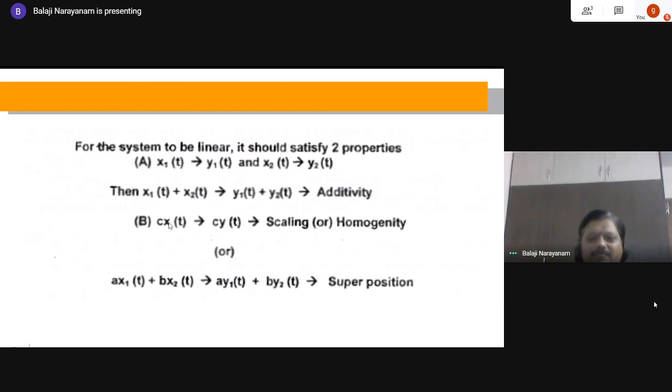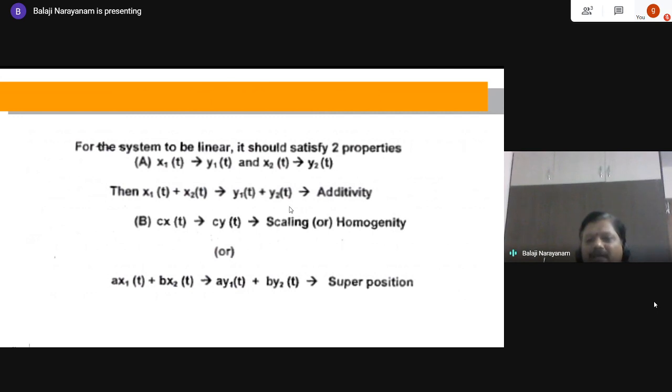Now, you take the input signal x of t, multiply it with a scaling factor or a constant, and apply that scaled signal as an input to the system. You may observe that here you get c y of t as the output signal. Now, if you combine these two properties, that becomes the superposition.